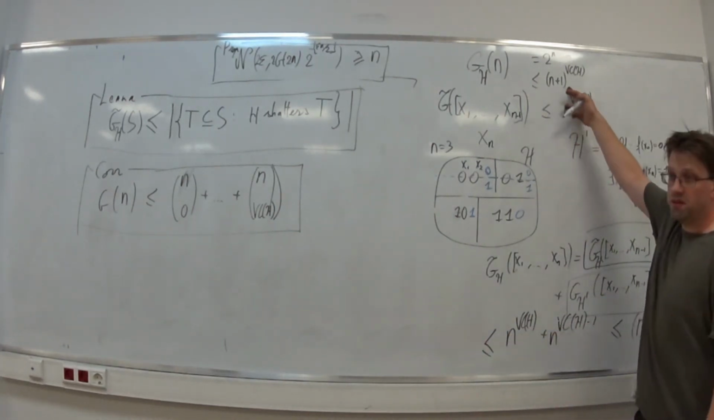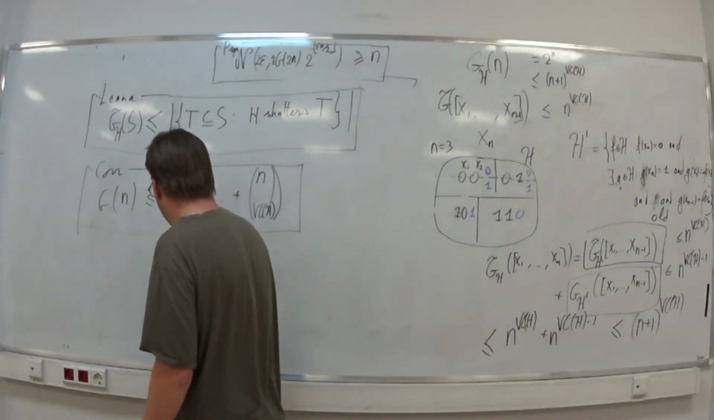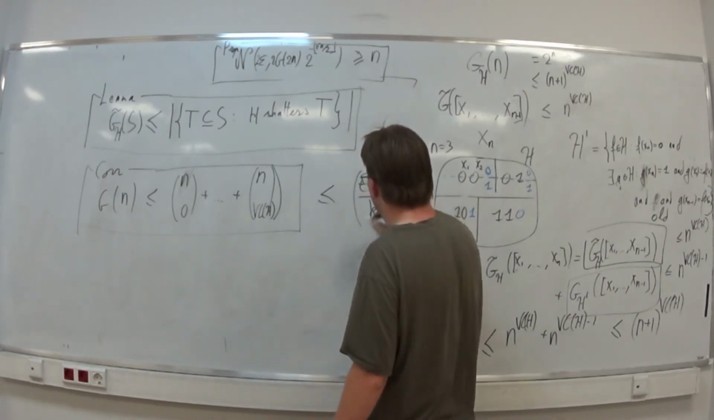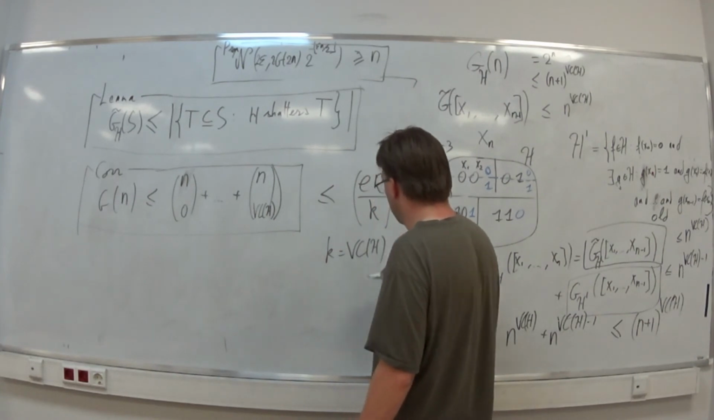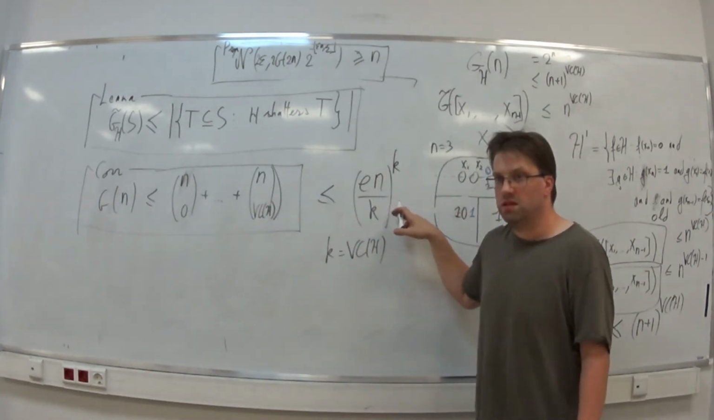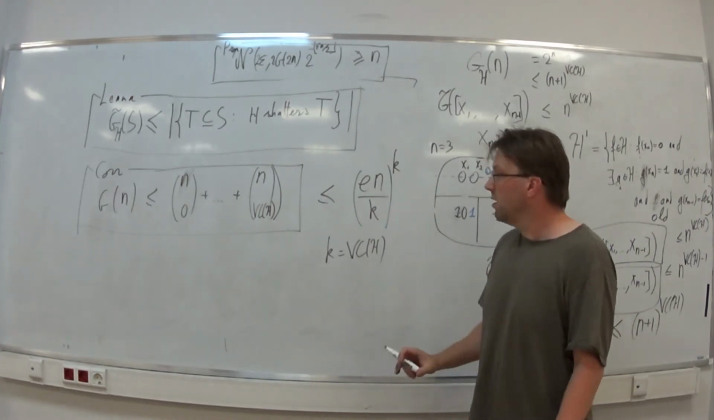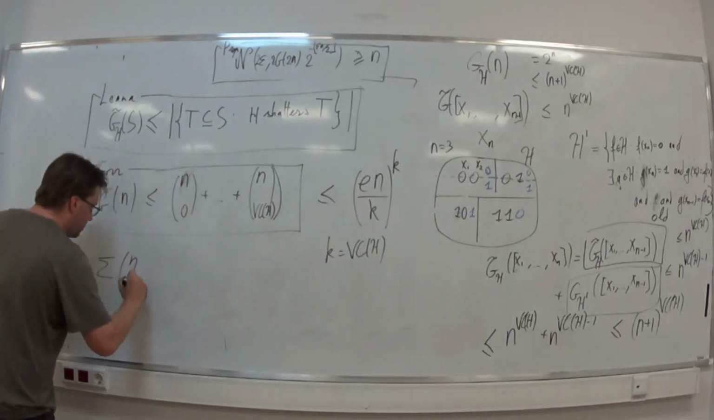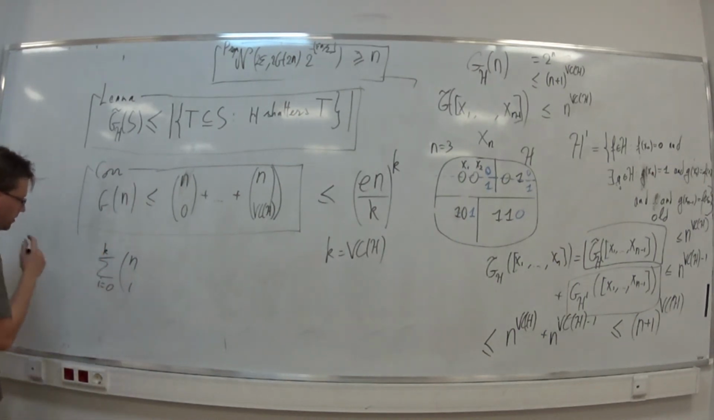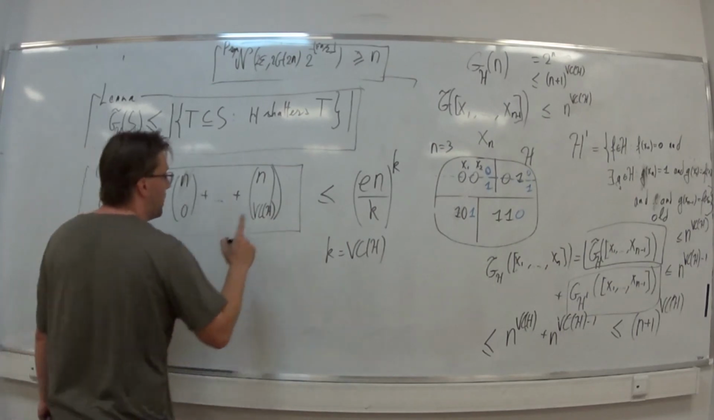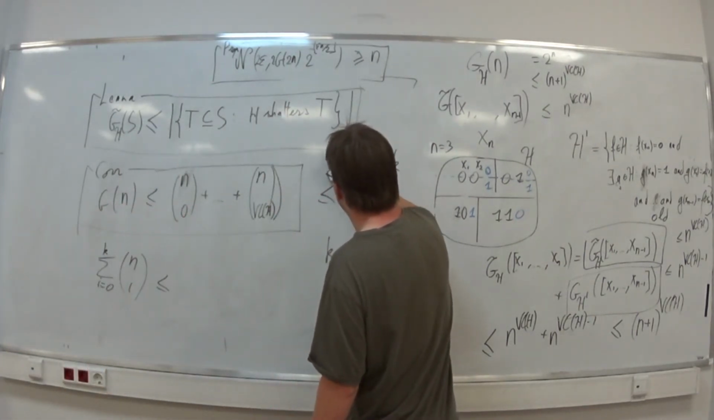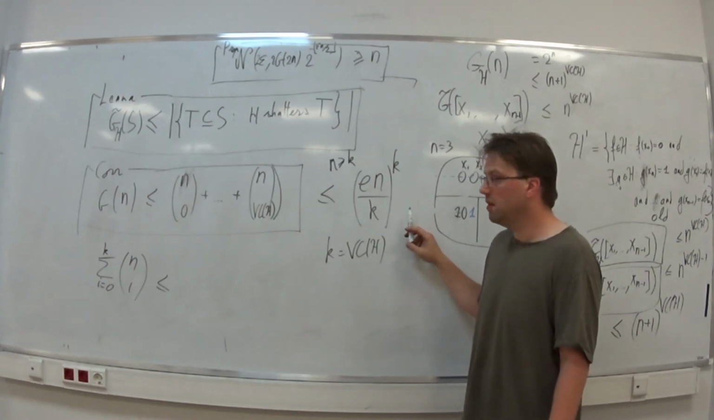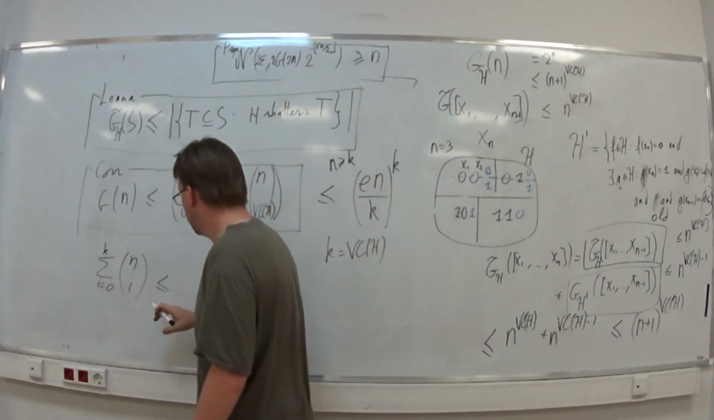So we can bound it by n plus 1 to the power VCH, but it's also bounded by e times n over k to the power k, where k is equal to VC of h. So this sum is bounded by this. It's a short proof actually. So the sum of n choose i, i equals 0 to k, is small. Well, it is true if n is at least k. So if n is at least k, then this inequality holds.